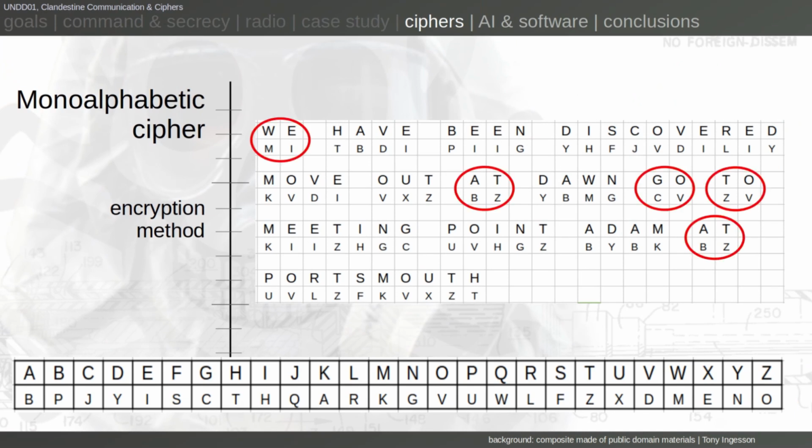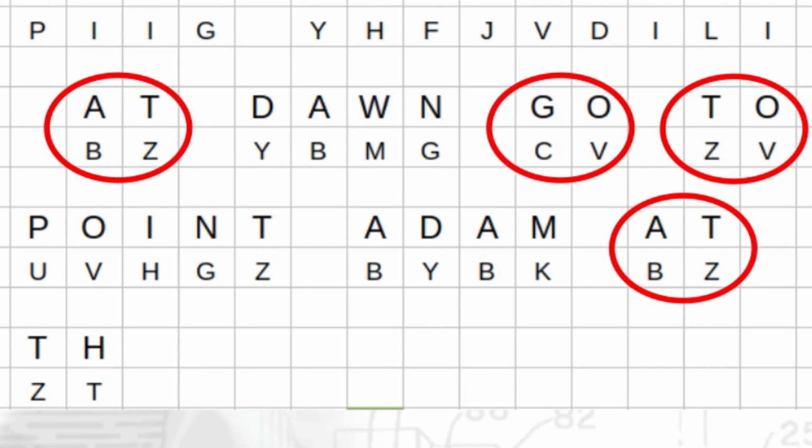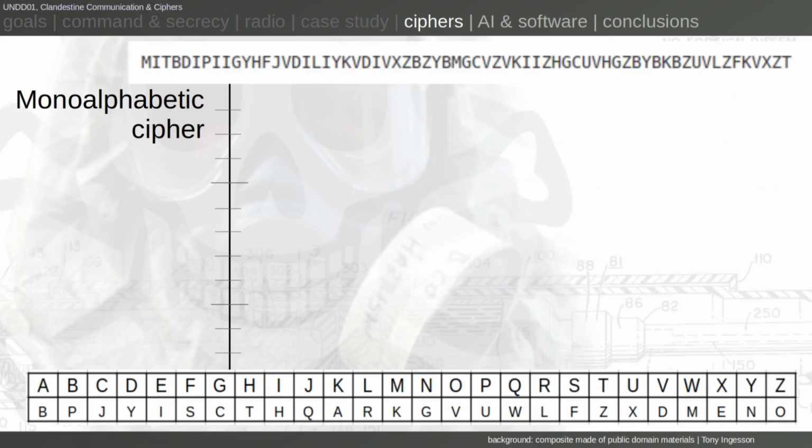However, there is a key vulnerability here, and that is that, for example, these so-called bigrams, which is when you have two letters next to each other, are very common words. We, at, go, to. And as you can see here, the "at" bigram will always be encrypted as BZ using this monoalphabetic cipher. So a code breaker would be looking at this kind of thing. Repeating patterns like this are key for breaking this kind of cipher.